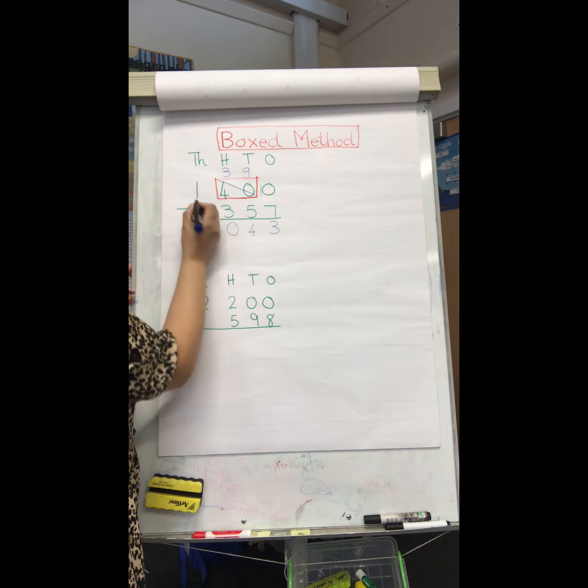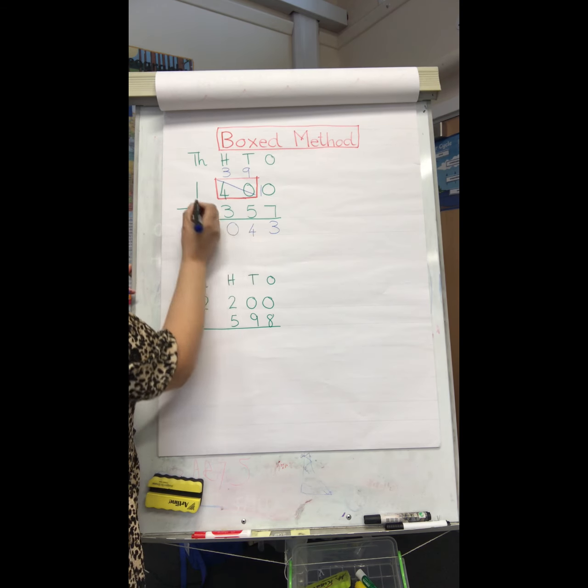So what is 20 take away 1? 20 take away 1. Let's put our 1 first before we forget. I'm left with 19. 10 take away 8 is 2. 9 take away 9 is 0.